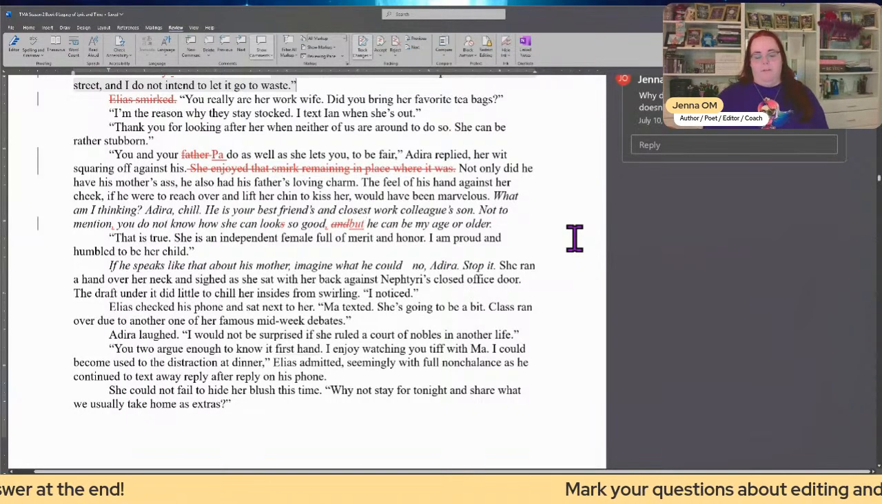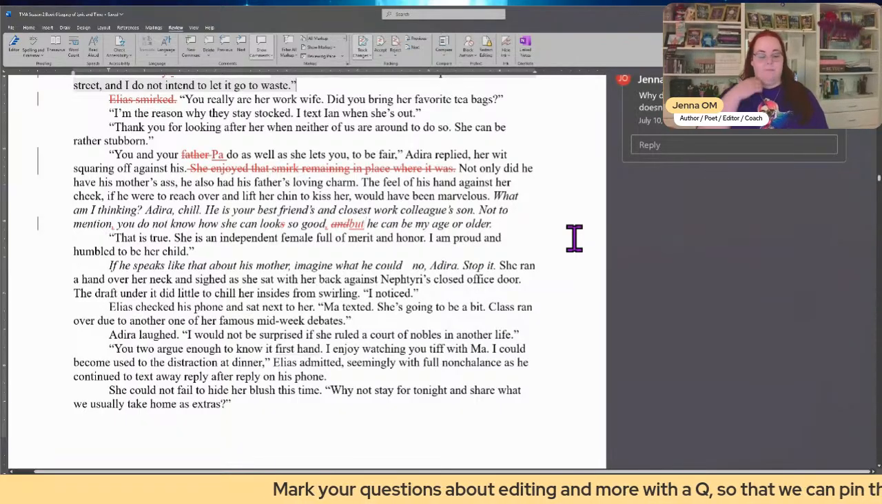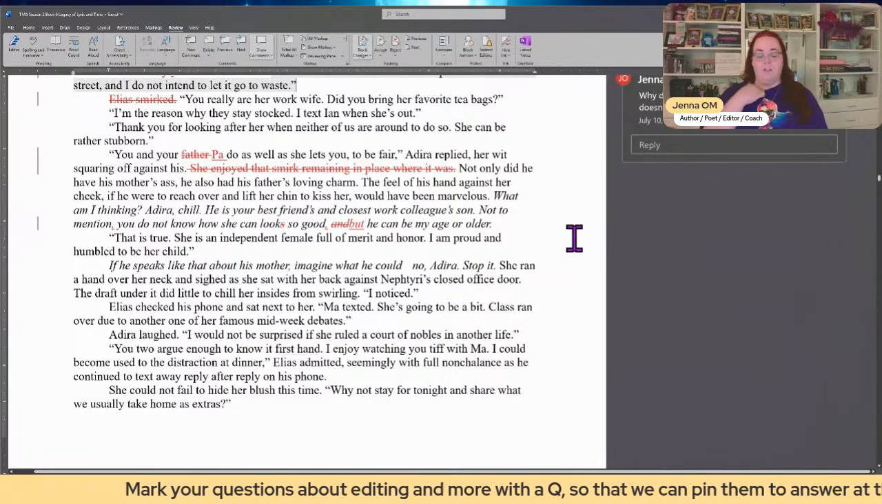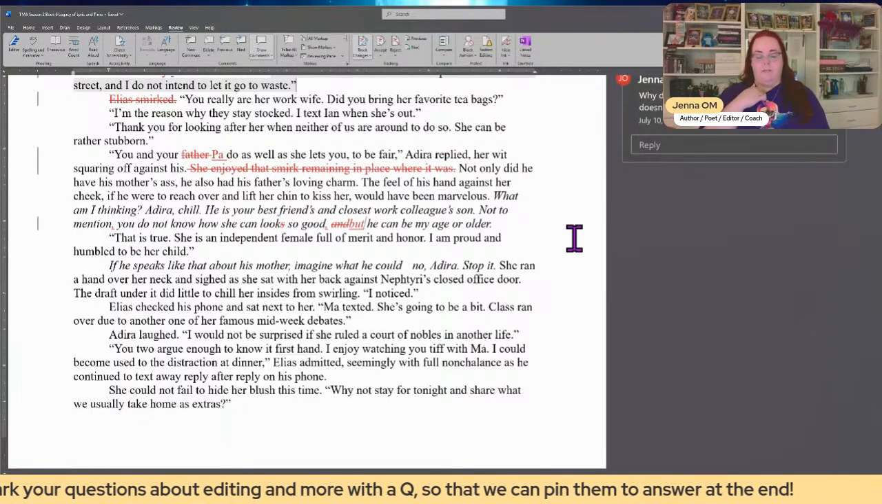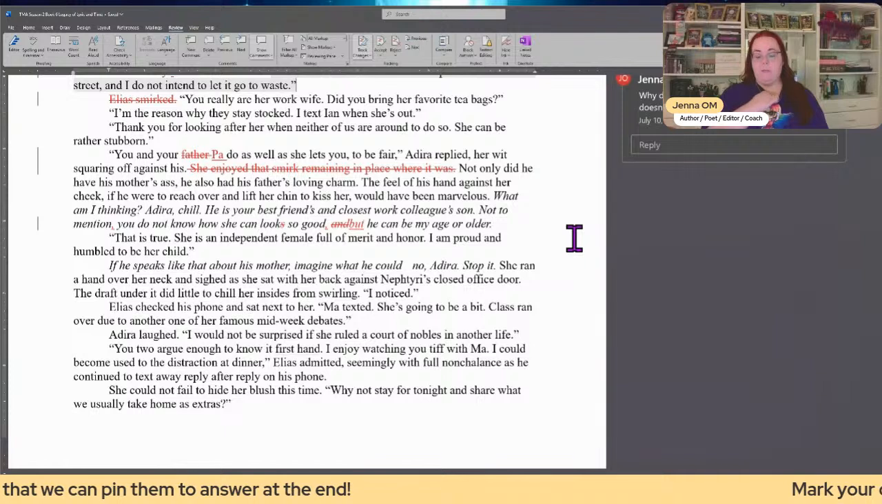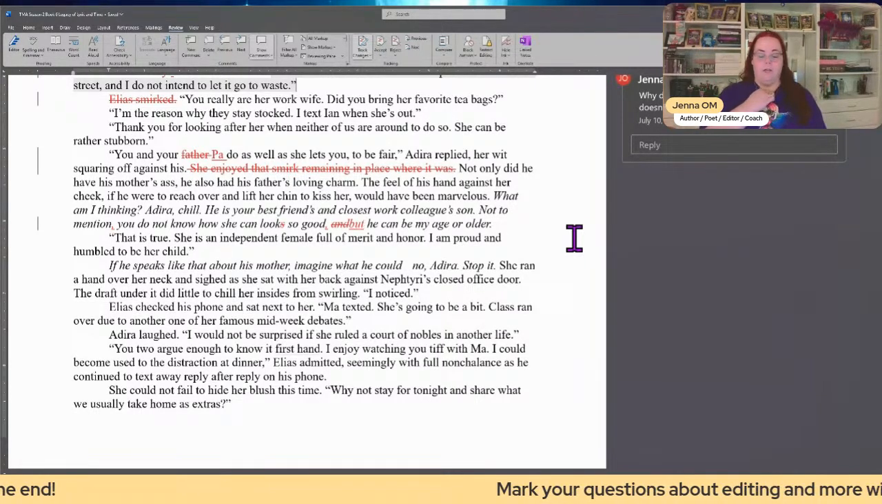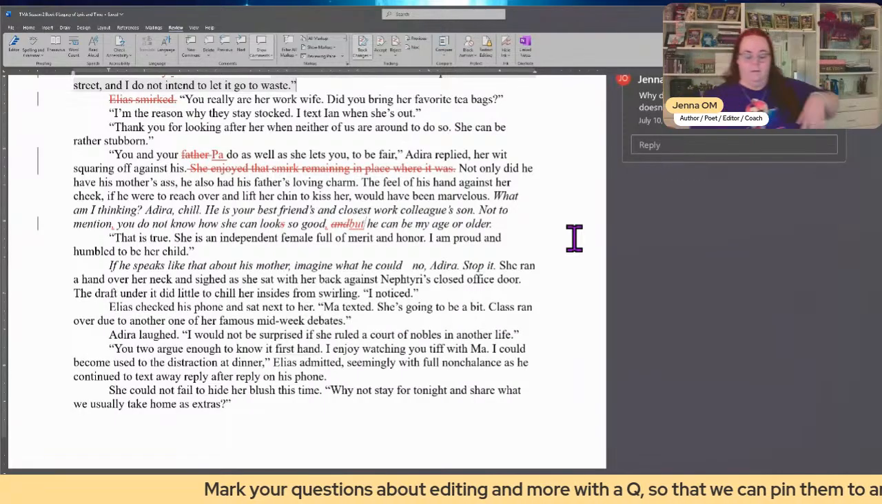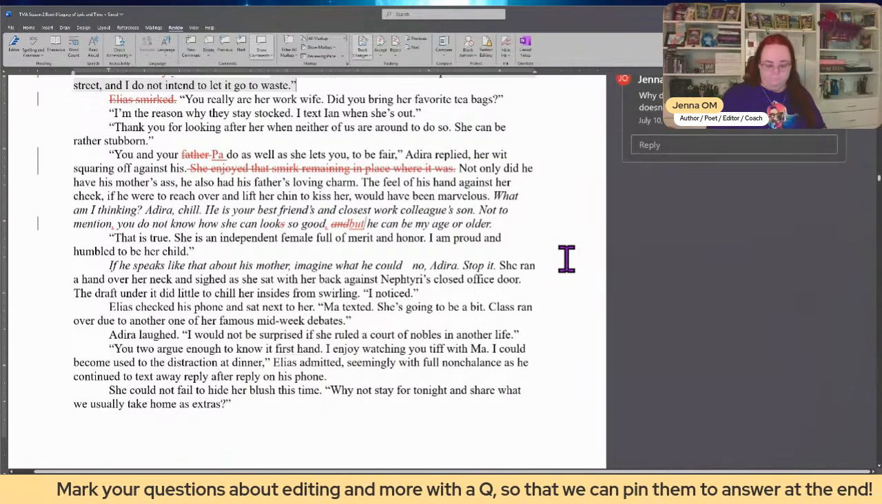She is an independent female full of merit and honor. I am proud and humbled to be her child. If he speaks like that about his mother, imagine what he could... No, Adira, stop it. She ran a hand over her neck and sighed as she sat with her back against Neftiri's closed office door. The draft under it did little to chill her insides from swirling. I noticed. So they go on to have a further conversation.